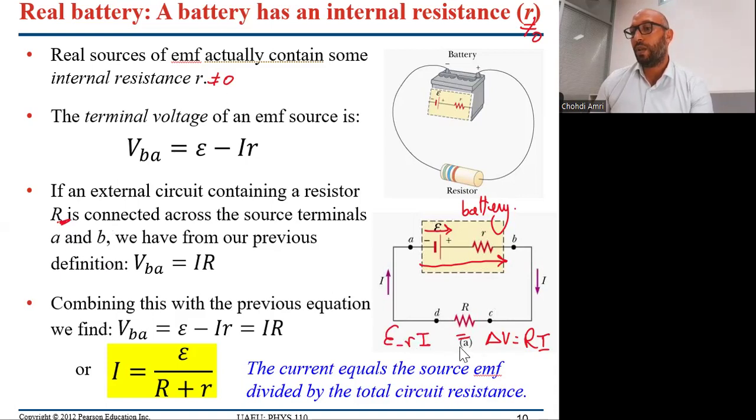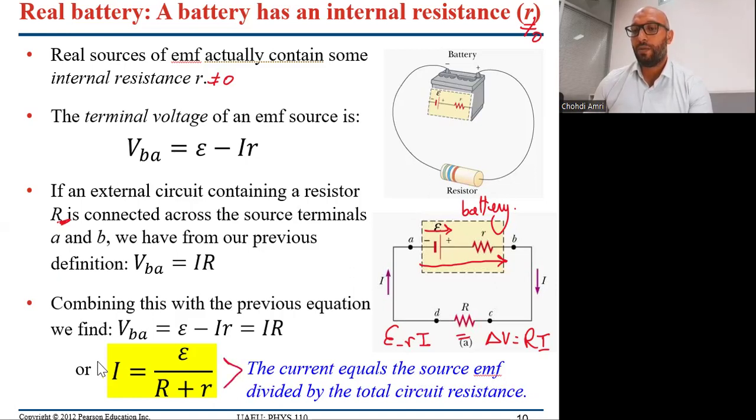So what will be the current in this case? The current would be epsilon divided by the external resistance, or load resistor, plus the internal resistance. The current is equal to the electromotive force divided by the total circuit resistance.